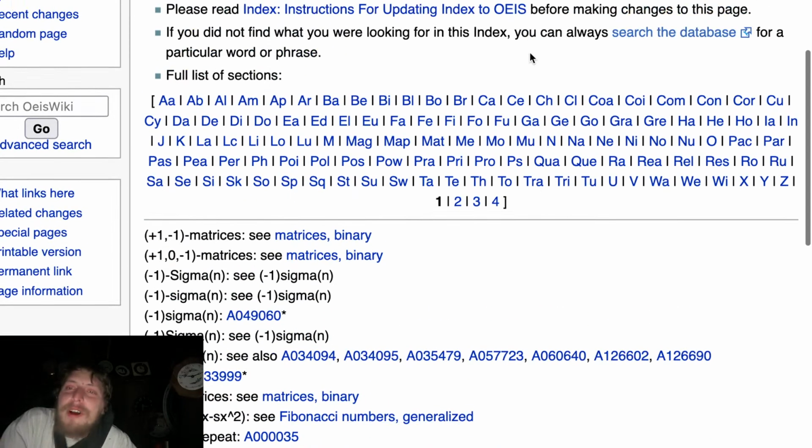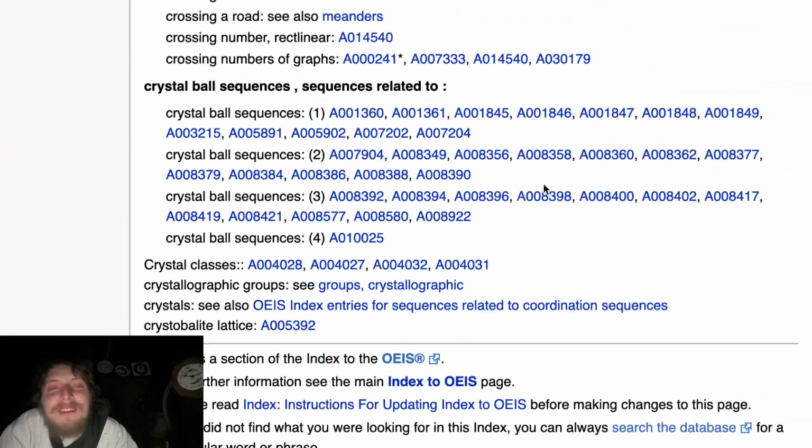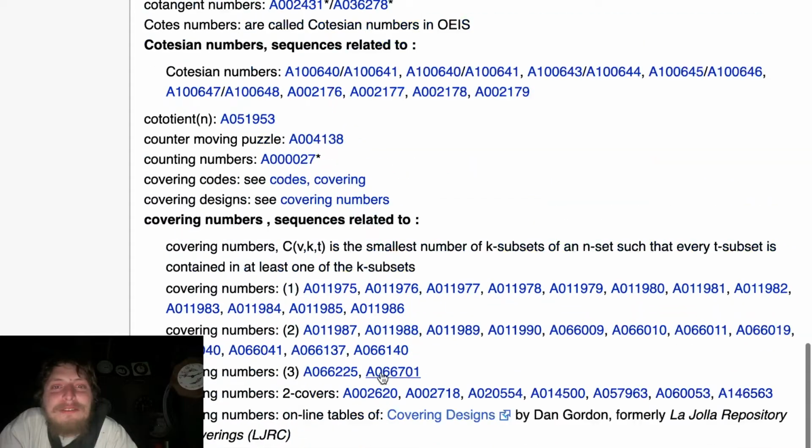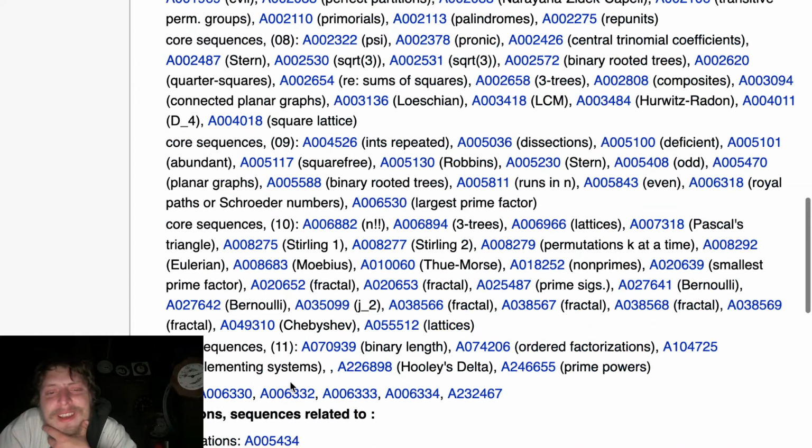Yeah, so much info. Now let's get back to CO for core. Or COR. They have so many different ones that COR. Because they have several others. They have crossing. They have covering numbers. Somehow made it into COR.